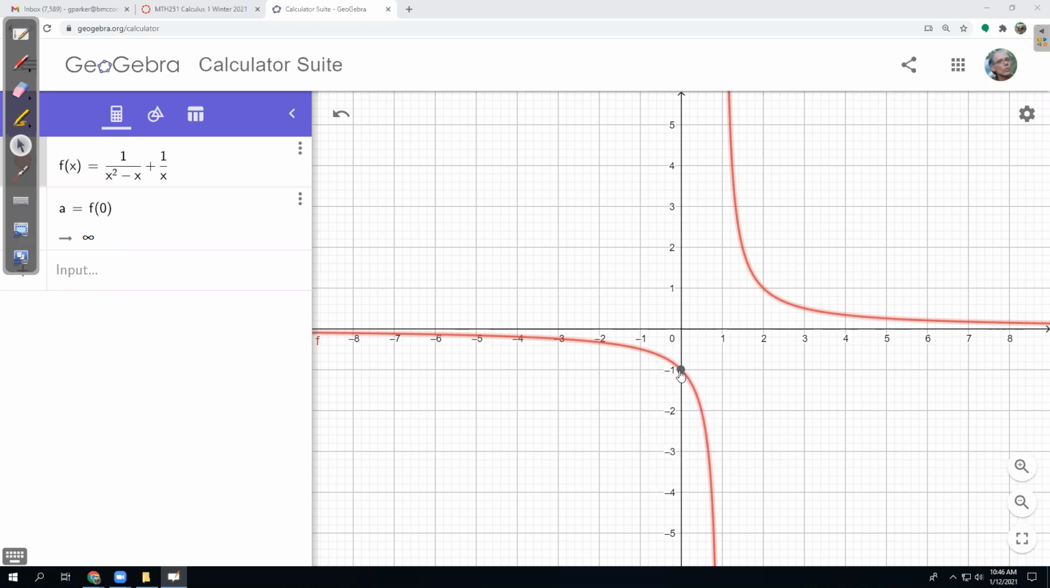But at 0, you've got nothing. And GeoGebra says it's infinity, but it's actually not infinity. Clearly, that's not infinity, that's -1. The function does not exist there, but the limit does. We have a little hole in the graph there. That's it.